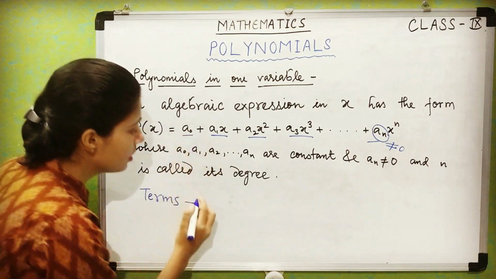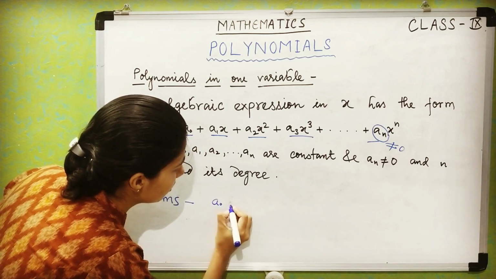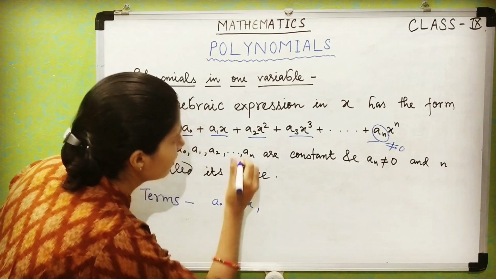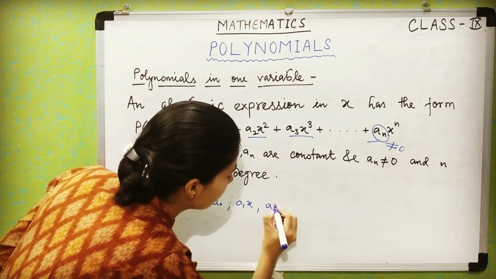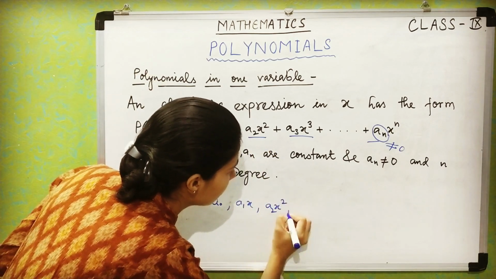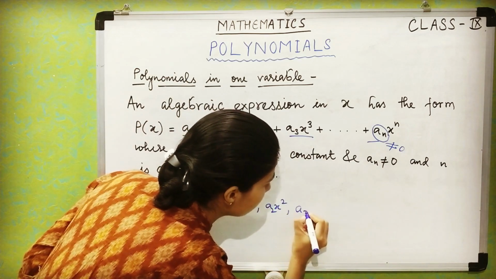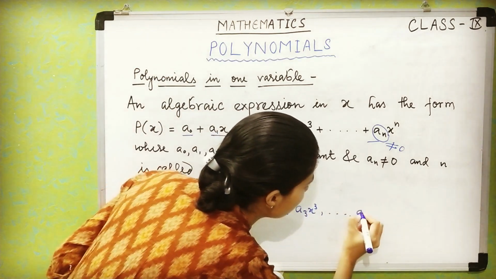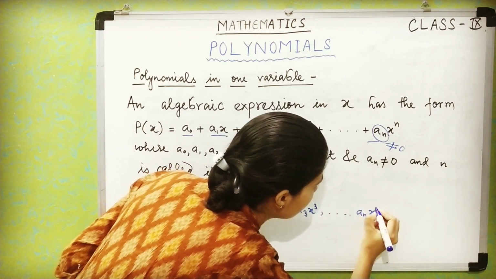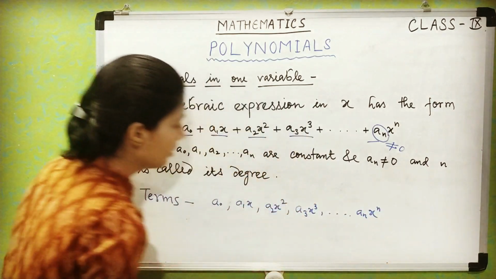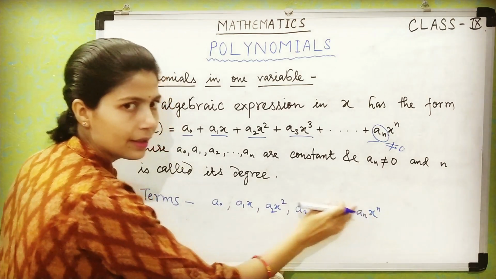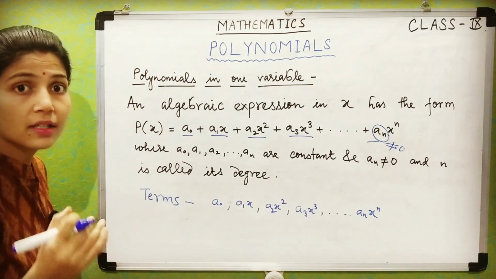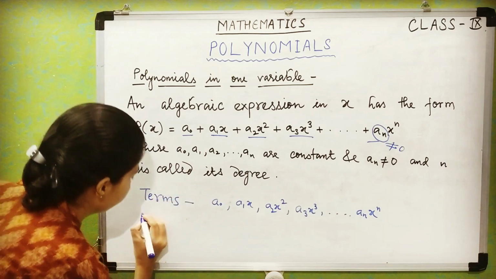Means terms are here a0, second a1x, third a2x square, a3x cube, and many more, till an xn. So these all are what? Terms. Okay. Now next one is degree.